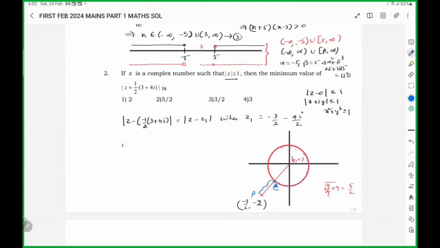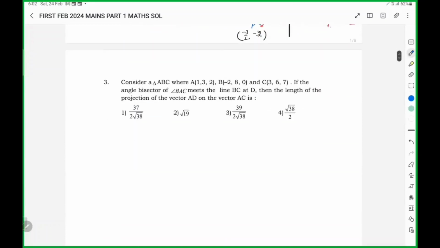Let us see here. PC will be OP, O here is this, OP minus R. OP is already calculated, which is 5 by 2, minus the radius, which is 3 by 2. Third option.